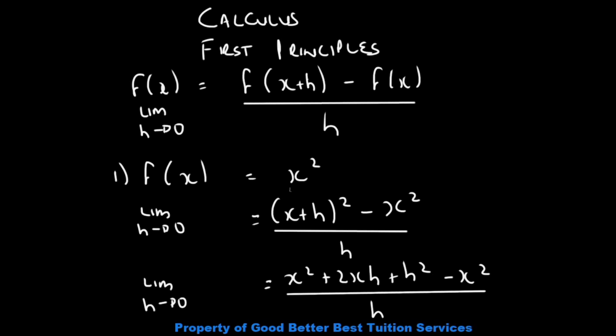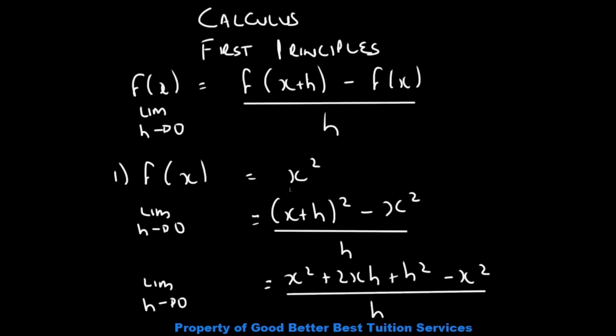Now you all know how to determine the gradient of a straight line. We use the formula m is equal to y2 minus y1 over x2 minus x1. But how do we determine the gradient of a curve?